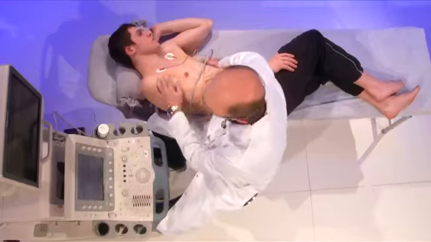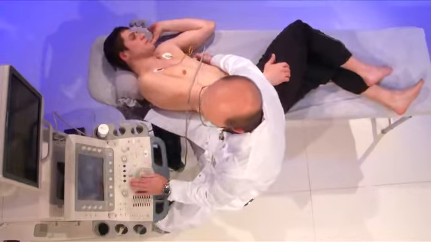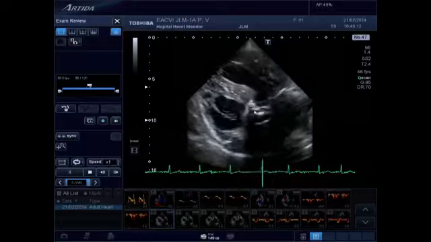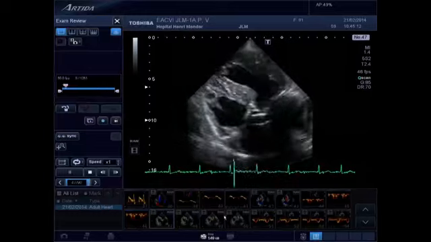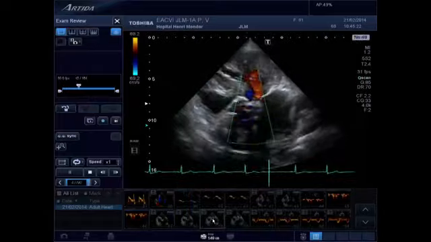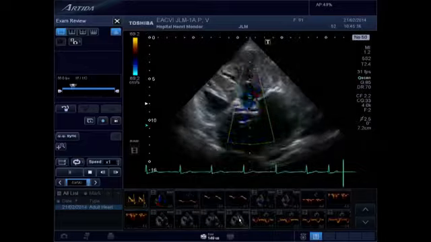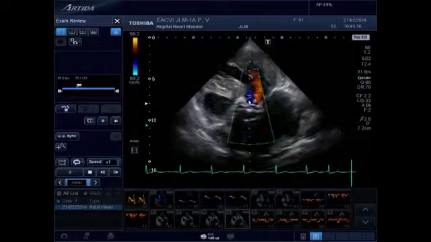Now, importantly, we will move the probe to change the long axis of the heart and to be parallel not with the long axis of the heart, but with the ejection, the outflow tract. And this is to have a real parallel alignment with the Doppler beam. And here we will place the pulse Doppler sample volume within the outflow tract between 5 millimeters and 1 centimeter above the valve.